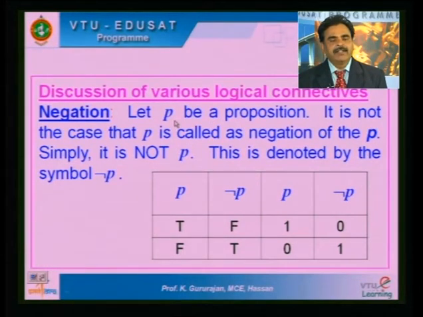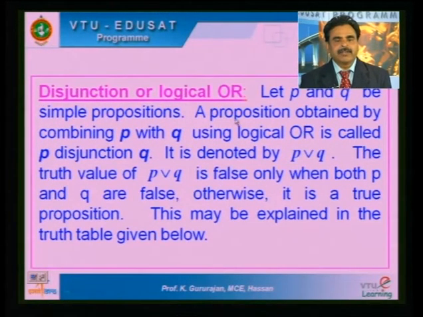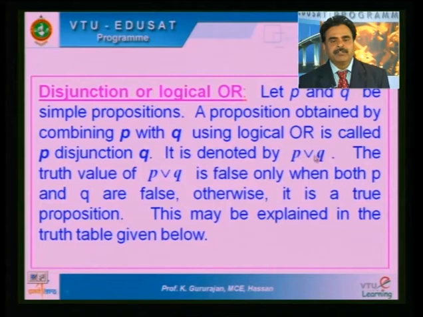You will not find anywhere the usage of the symbol equality, but only equivalence. We shall discuss it later. Another logical connective I am trying to introduce is logical OR. This is very much similar to your union operator in set theory. Now, if P and Q are two propositions, the proposition obtained by combining P with Q using the logical OR operator is called P disjunction Q. It is denoted by P OR Q. So, this symbol stands for P disjunction Q.